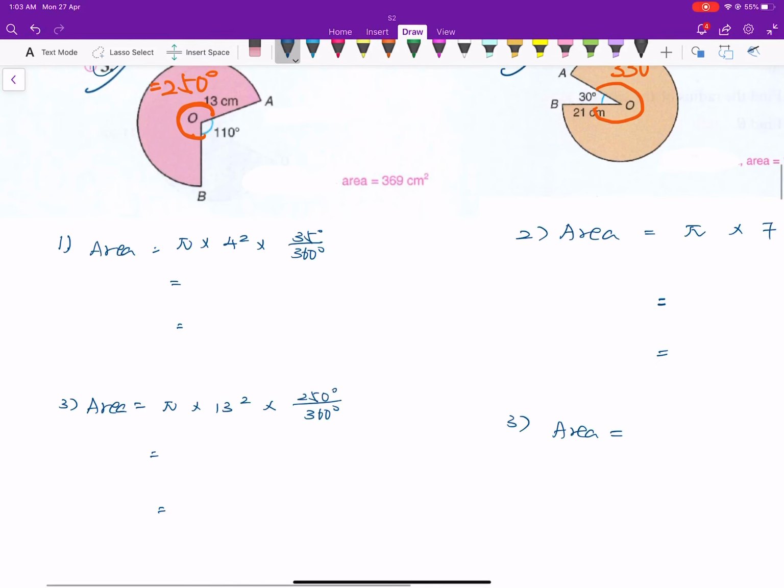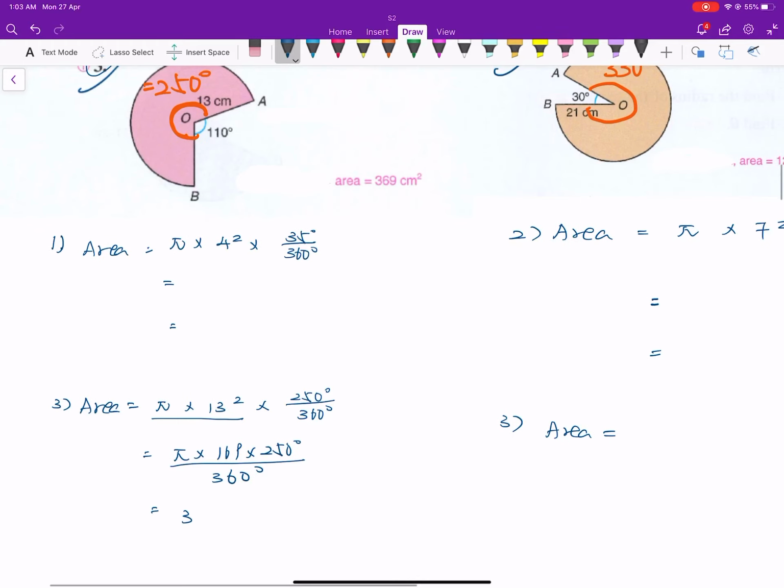And now, as we are looking for the area, we are using pi r square for the area. So you could simplify in this way. We could distinguish the numerator and denominator more easily, but you could skip this step if you are fine with the calculator. So the final answer for question 3 is 369 cm square.